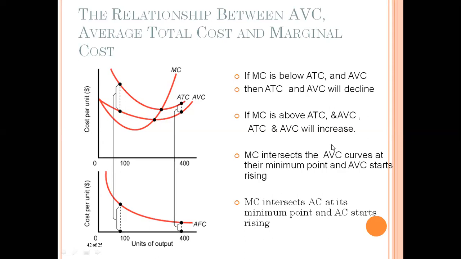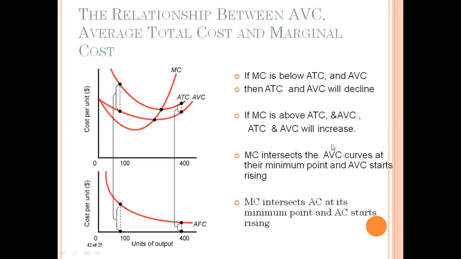The reason is simple, that these curves are U-shaped curves because of the operation of the law of variable proportion. That is why these curves make a U-shape, which means all these three curves are first decreasing, coming to their minimum points, and then they start increasing, right?